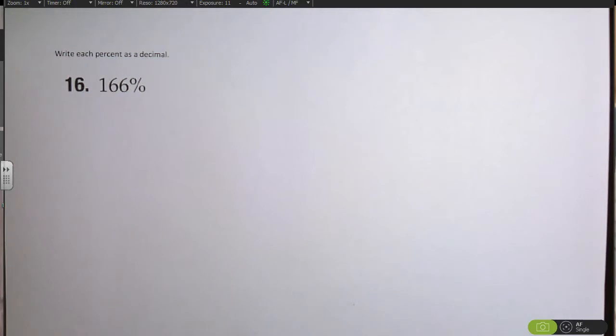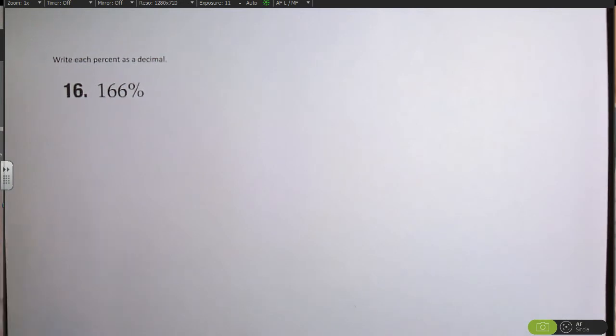Okay, so here we are. These are the extra examples for section 7.2, decimals and percents. So the first part of this problem, number 16, is to write each percent as a decimal.